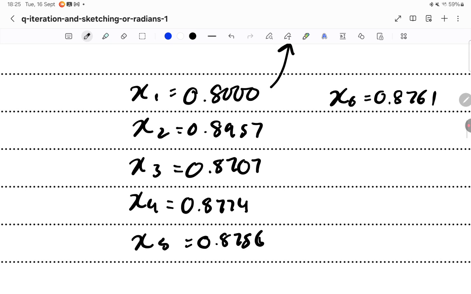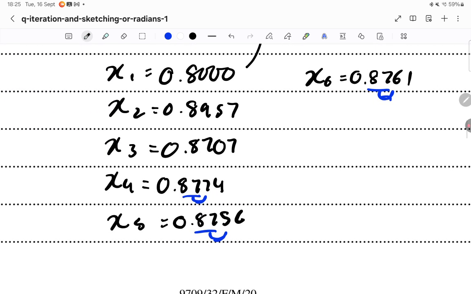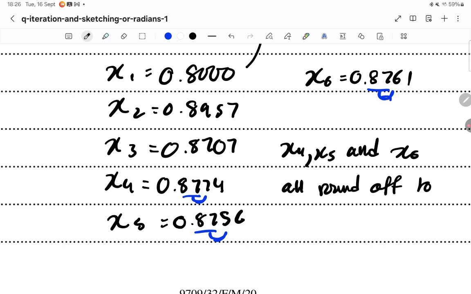So 2 decimal places, right? Let me try this a bit more clearly. Over here, to 2 decimal places, we're getting 0.88, 0.88, and 0.88. So it rounds off to 0.88. So x4, x5, and x6 all round off to 0.88 to 2 decimal places. Thus x is equal to 0.88.